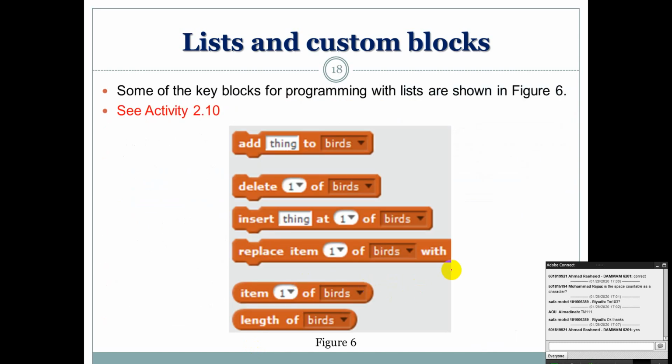Some of the key blocks for programming with the list are shown here. Adding an item to the list by using add, deleting an item from the list, inserting an item at a particular position, at first position, at second position, and third position, and so on. Replace an item at a particular position in the list, display the item at a particular position of the list, and length of the list, that is how many items or elements are there in the list.